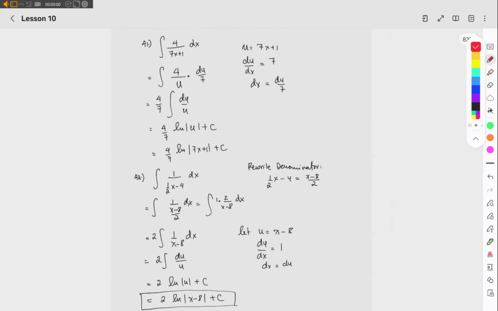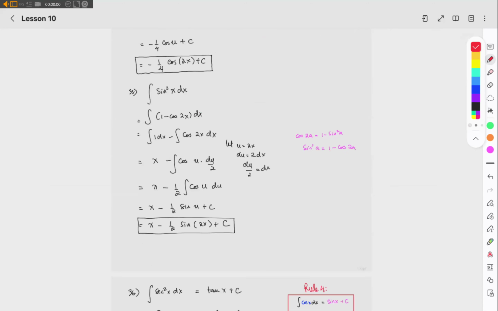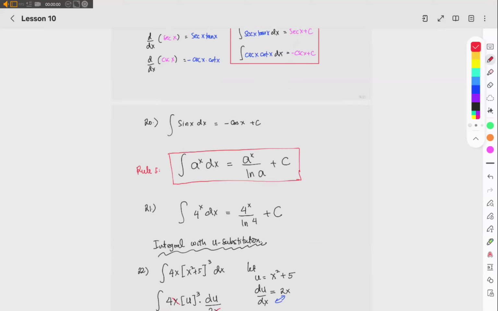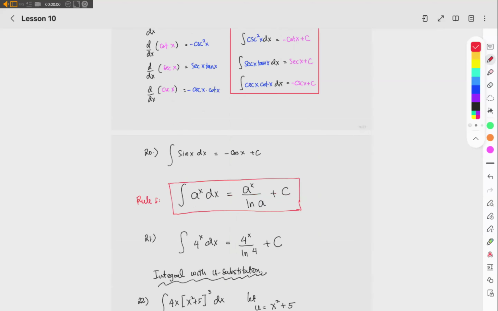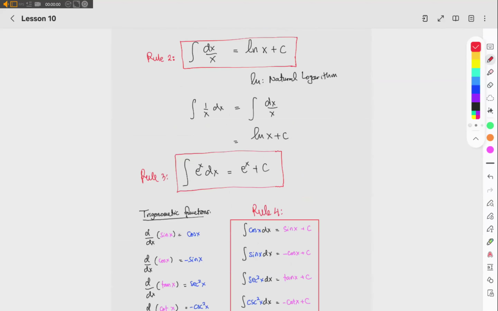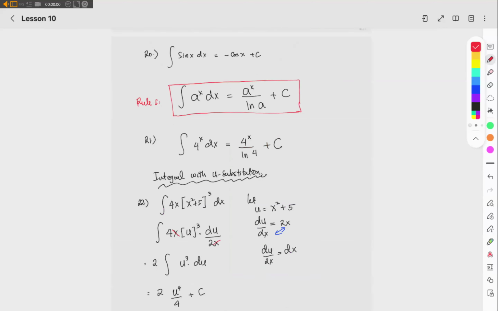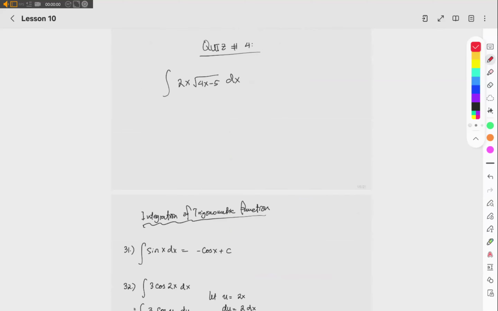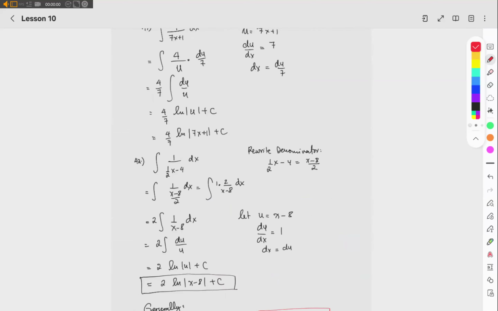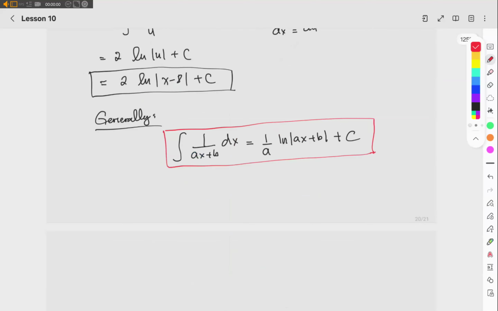Okay. So we have rule number, what rule was that? Do we already give you this rule? Nope, not yet. Okay, let's call this rule number 6.